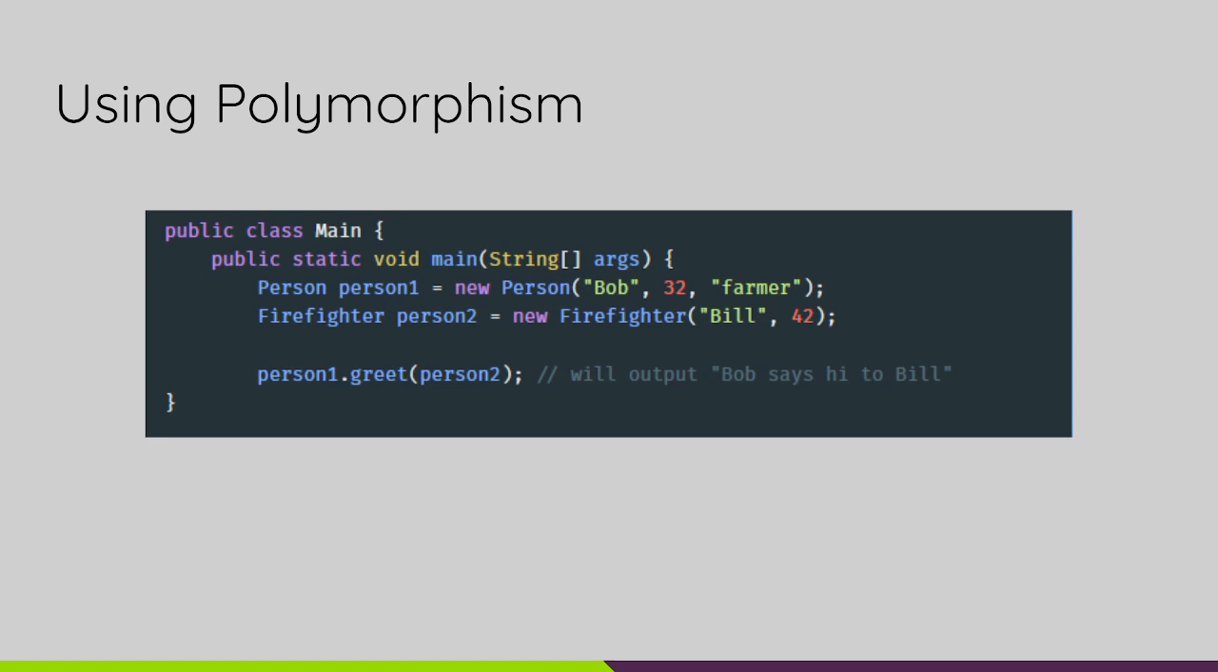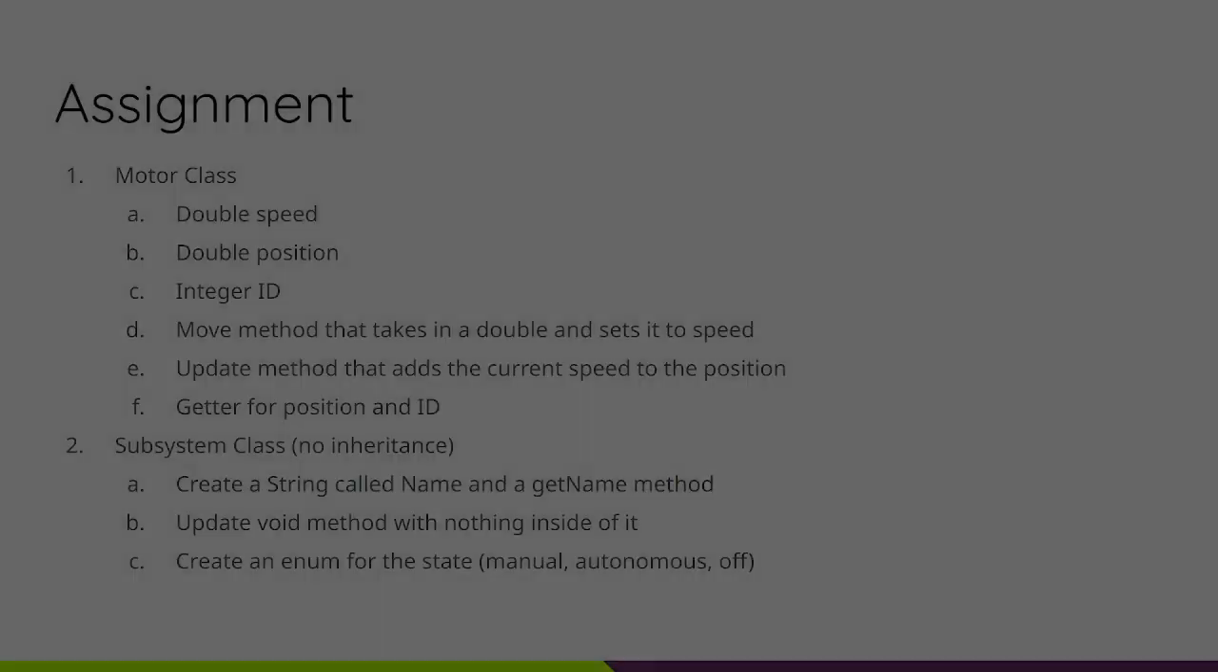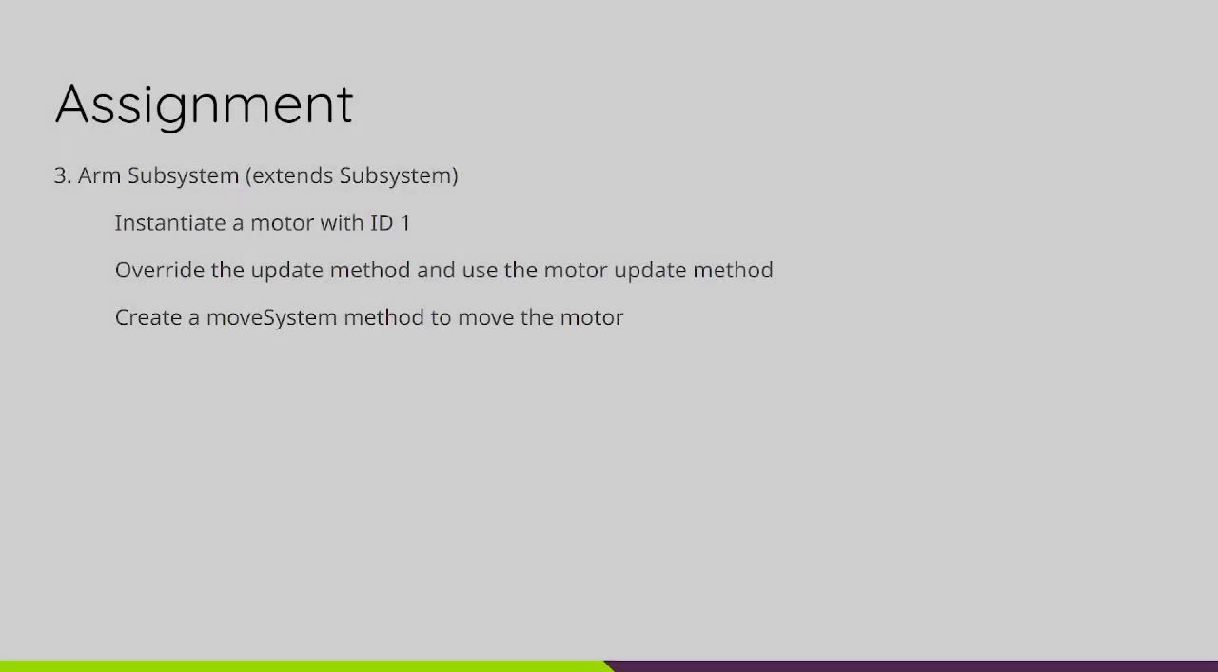You can see here, you can do person1 dot greet person2. So you say Bob will say hi to Bill. This is just an assignment for later. And this is an example of how overriding and inheritance would apply to FRC programming.